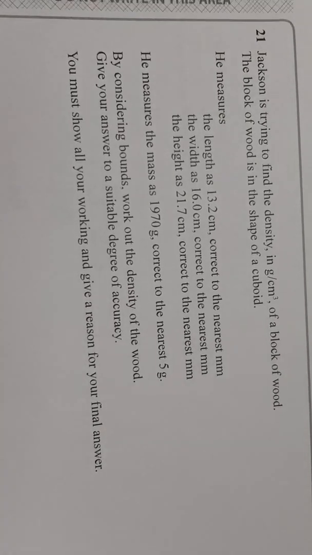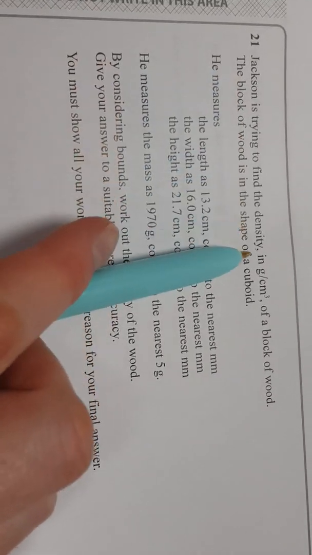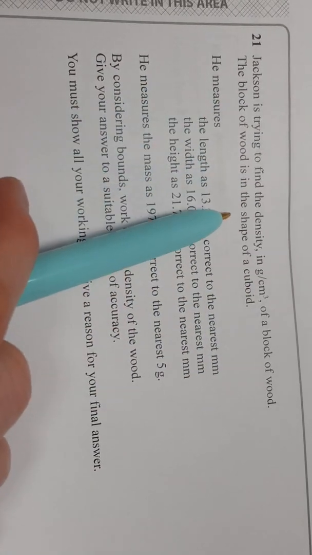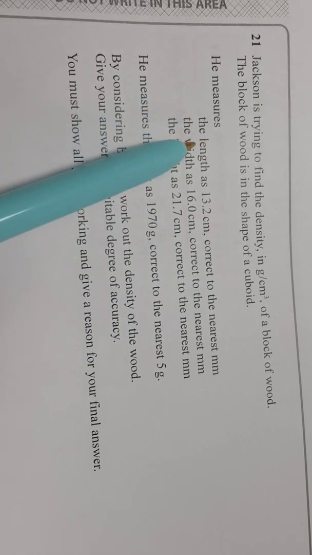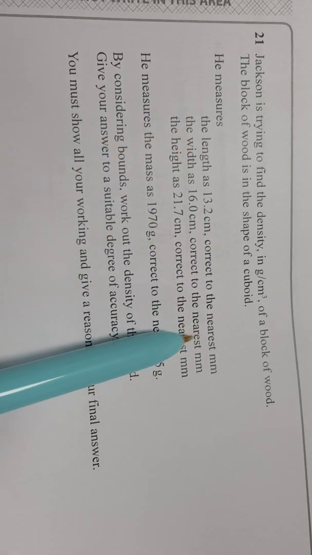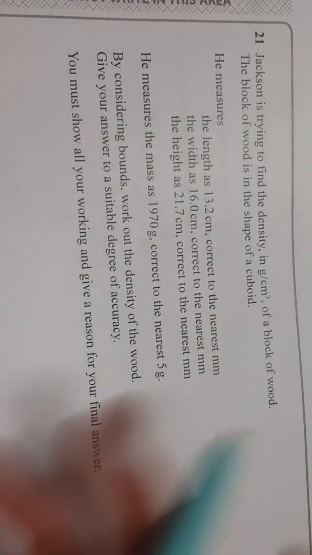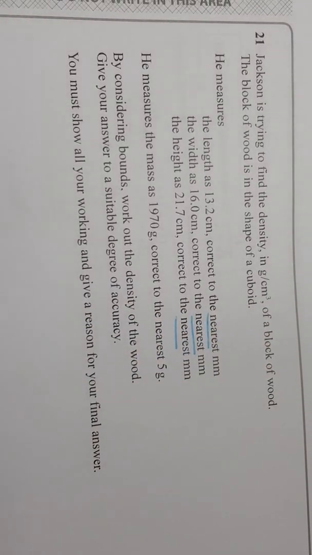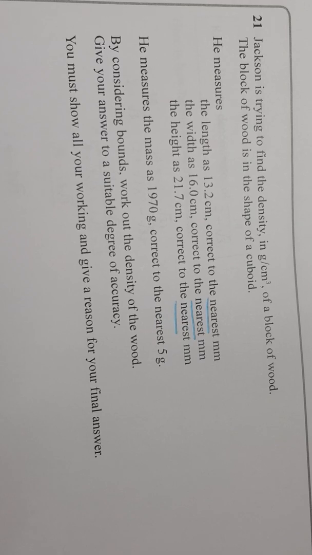Question 21 here. So we've got Jackson trying to find the density in grams per centimetre cubed of a block of wood. The block of wood is in the shape of a cuboid. He measures the length, width and height, and each of them is measured to the nearest millimetre. As soon as you see nearest millimetre, what you've got to think about is having limits of accuracy. So the fact that it could actually be a bit more or a bit less than that.